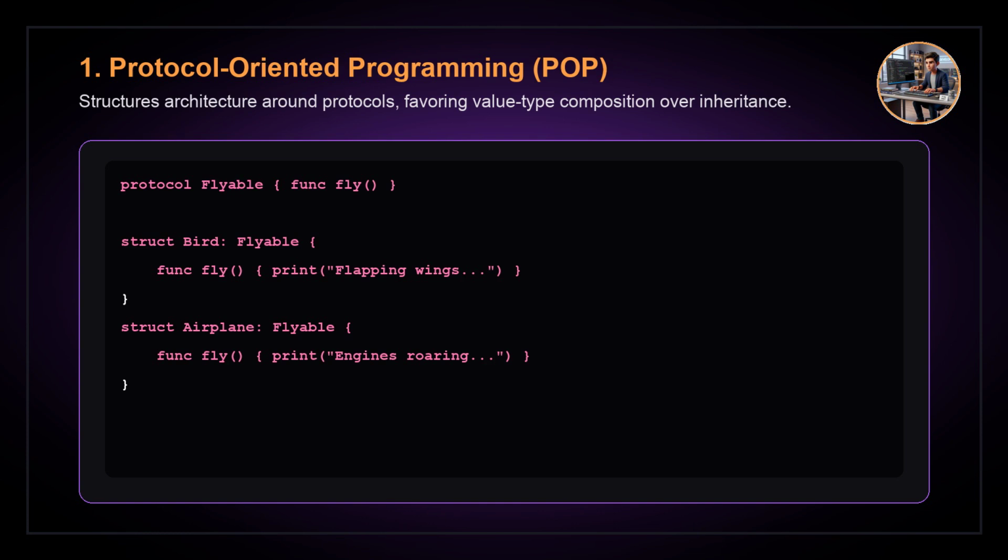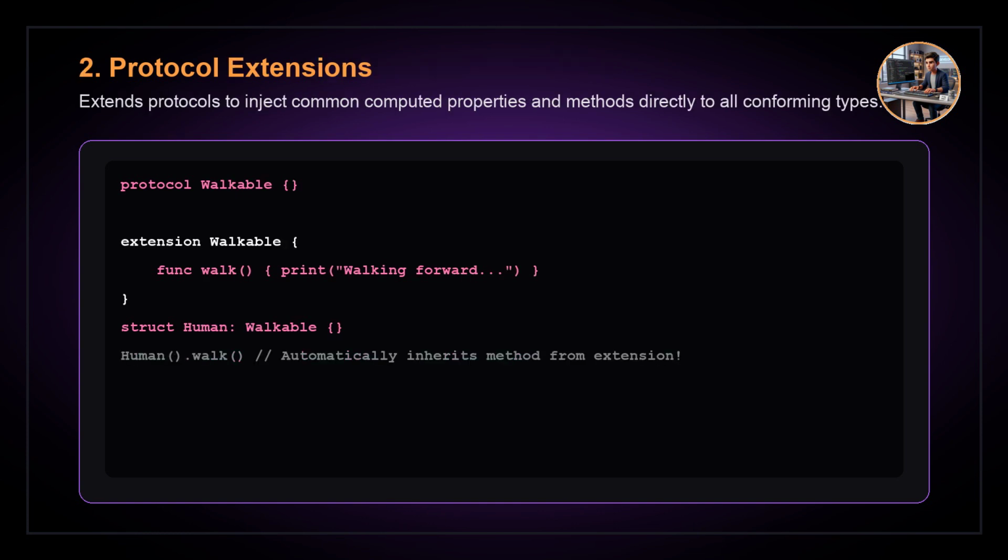First, let's look at the core idea of protocol-oriented programming. Traditional object-oriented languages rely heavily on class inheritance, which can lead to complex subclass chains, tight coupling, and overhead. In contrast, Swift encourages you to start by defining blueprints called protocols. Conforming types like structs and enums can then adopt these protocols, promoting horizontal composition, decoupling, and high modularity.